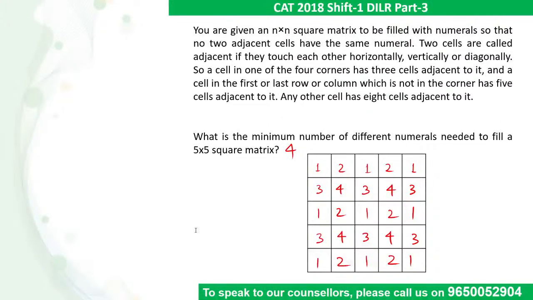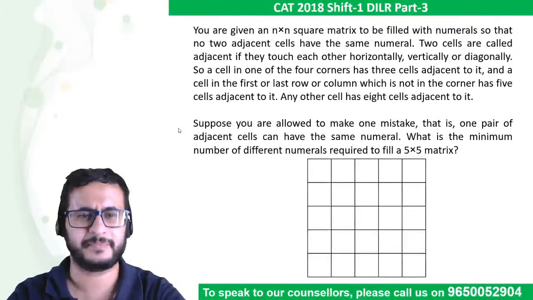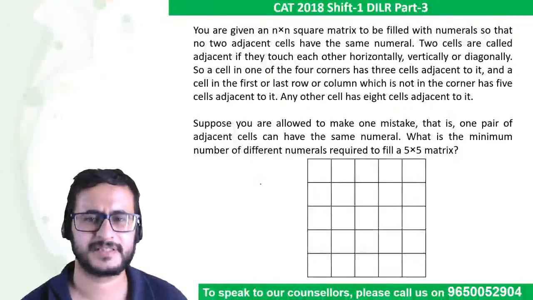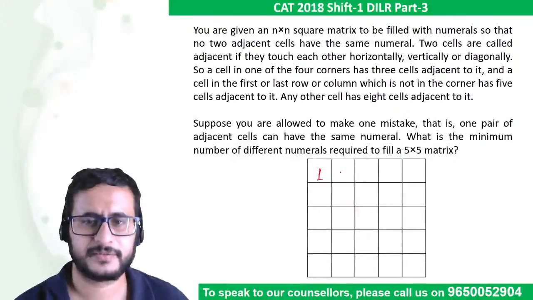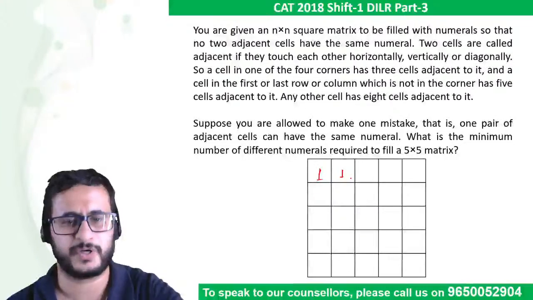Okay, so now let us see the next question. Suppose you are allowed to make one mistake, that is one pair of adjacent cells can have the same numeral. What is the minimum number of different numerals required to fill a 5 by 5 matrix? Okay, now it says that you can make one mistake. So one mistake means that I took 1, I make it 1. Okay, so I am allowed to make just one mistake.